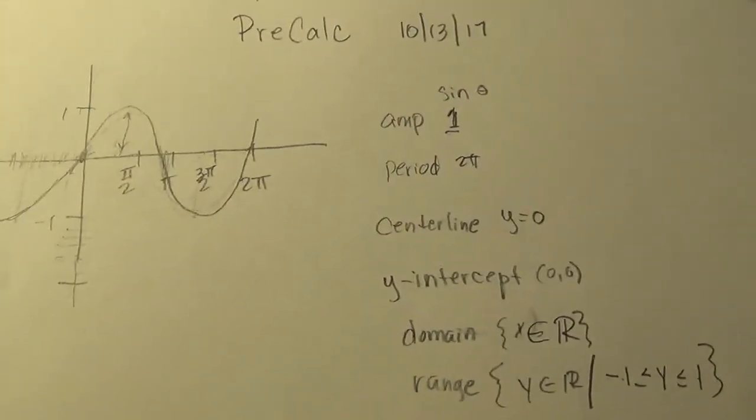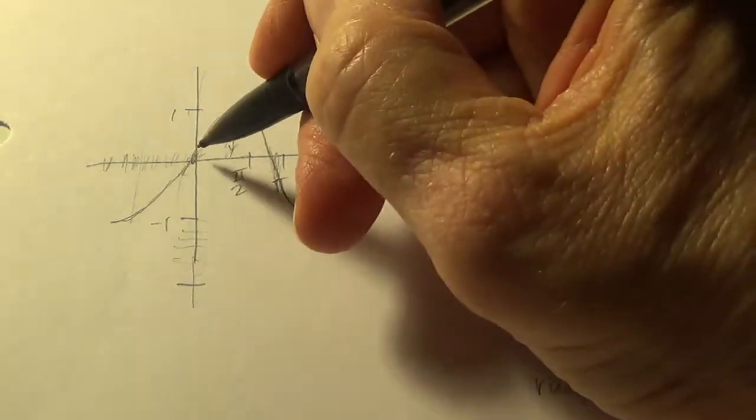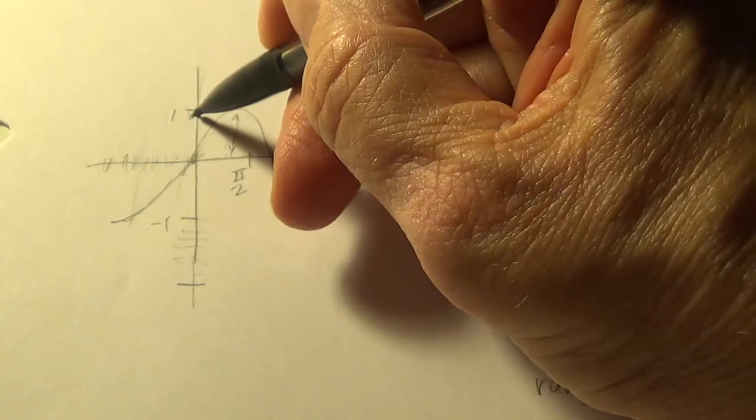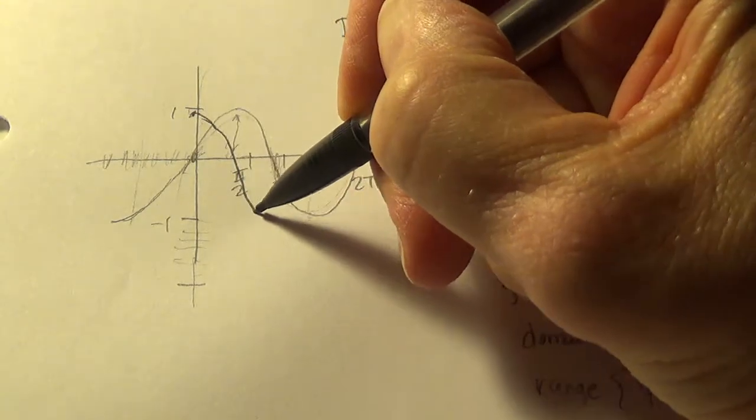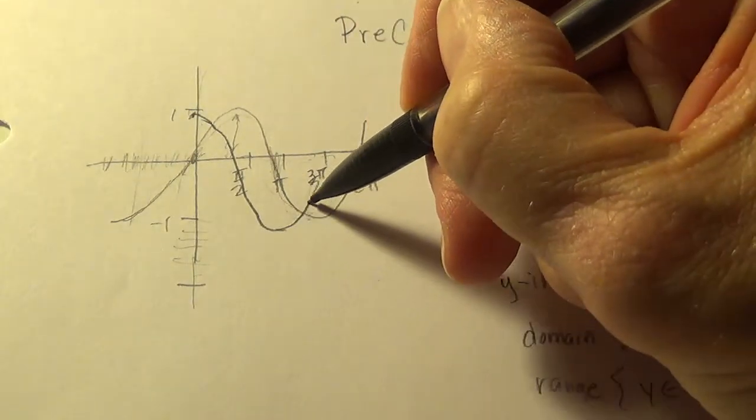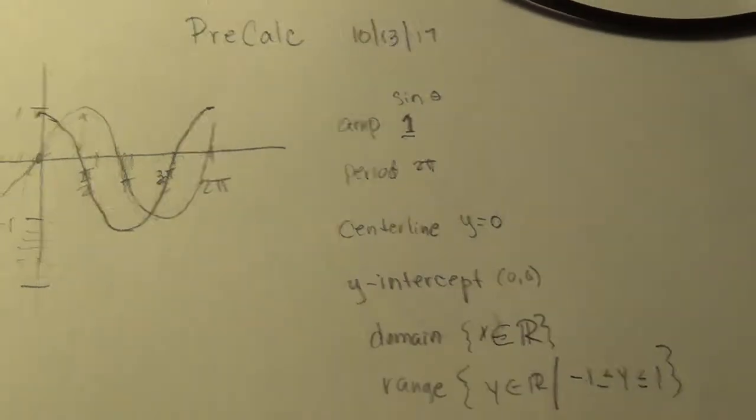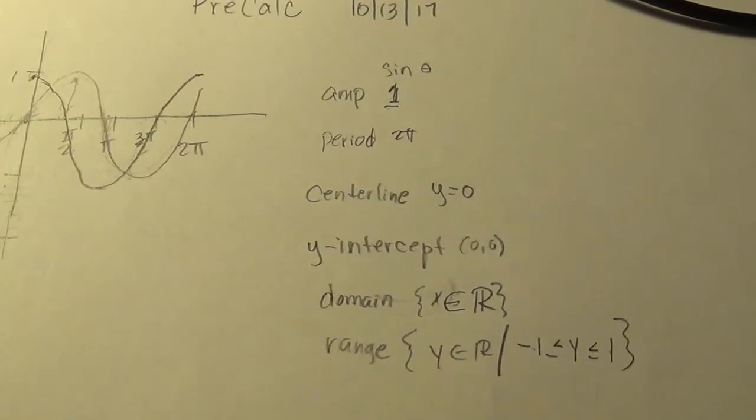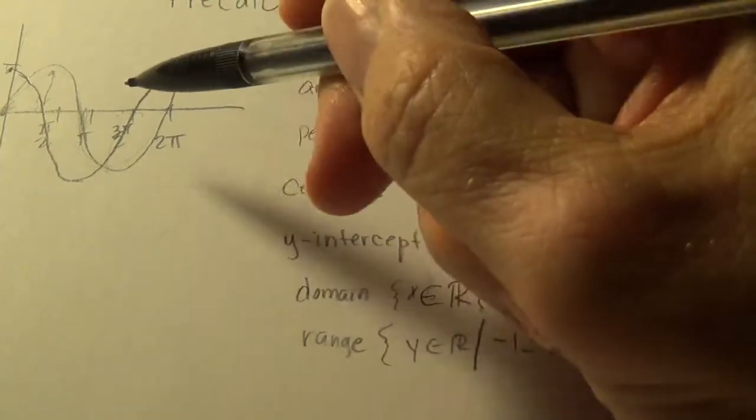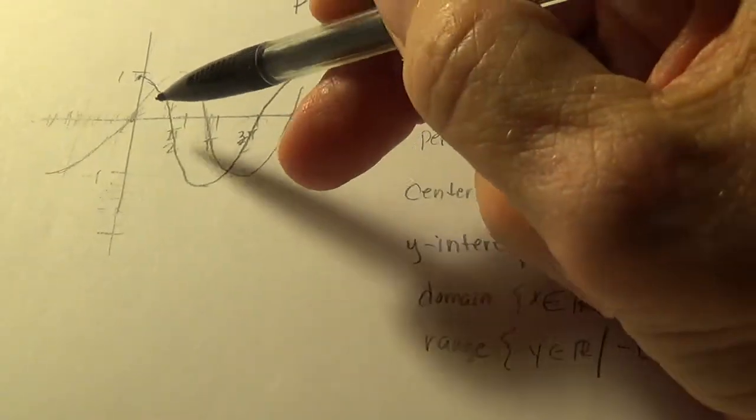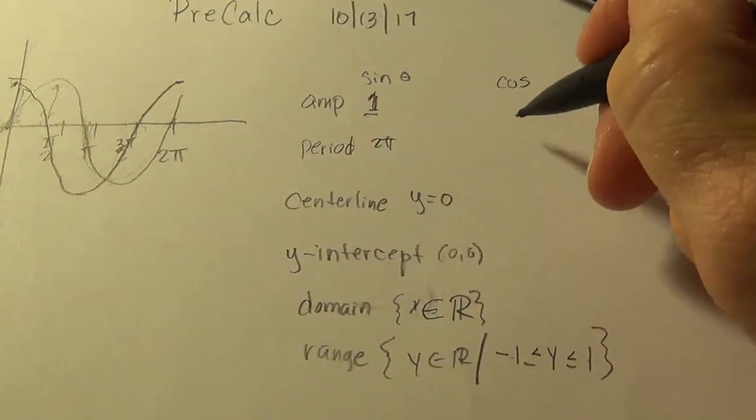Alright, let's do the same thing for the cosine curve. I'll just do it right on here. Cosine starts here and comes down through pi over 2, bottoms out at pi, comes back at 3 pi over 2, and is back on the mountaintop at 2 pi. And that continues. So let's do the same thing for cosine. The amplitude is the distance from the center line to the highest point. Once again, that is 1.